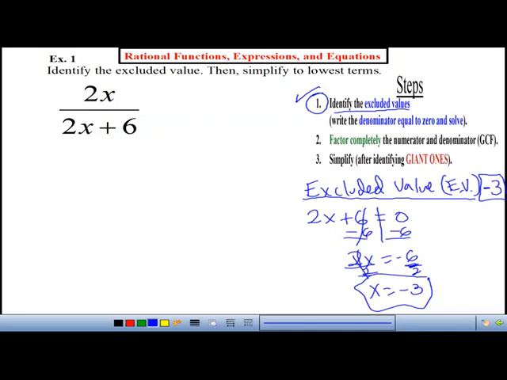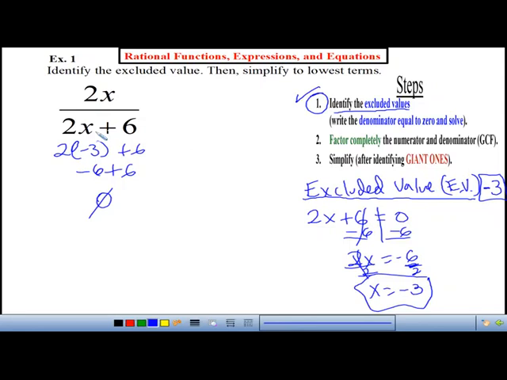Now, what does that mean, Mr. Q? The excluded value. Okay, guys, so the reason that we want you guys to identify the excluded value is because eventually when we get to rational functions or equations and we graph this, we cannot use a value that makes the denominator 0. Let me explain. What was the excluded value? -3. So that means if I was to substitute -3 here, that gives me -6 plus 6, which is 0. Can we have 0 as a denominator? No, because it's undefined on the graph. So when you graph, we can't use that value.